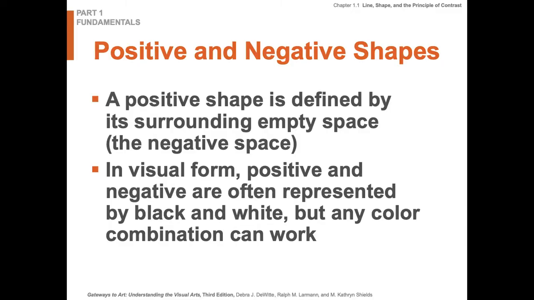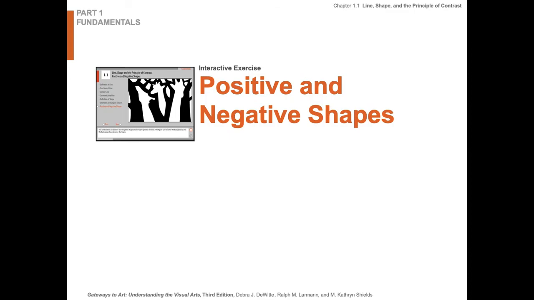We're going to get into positive and negative shapes. Sometimes this gets confused with space, and it's kind of hard to define here very well, but a positive shape is defined by its surrounding empty space, the negative space. In visual form, positive and negative are often represented by black and white, but any color combination can work. So the negative space around something works as well, and we'll try to get into this a little bit.